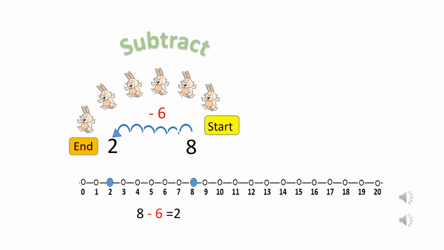The first bunny hop gets us to 7. The second bunny hop gets us to 6. The third bunny hop gets us to 5. The fourth bunny hop gets us to 4. The fifth bunny hop gets us to 3. And the sixth bunny hop lands us on 2. We end up at the number 2.